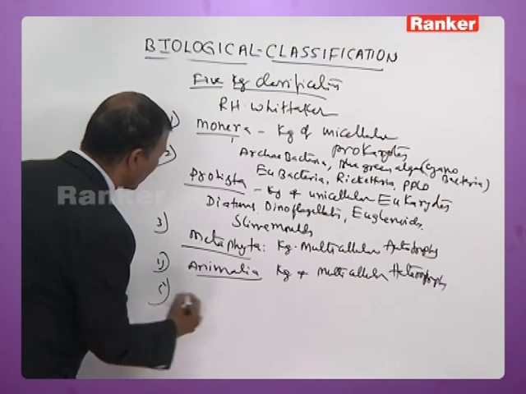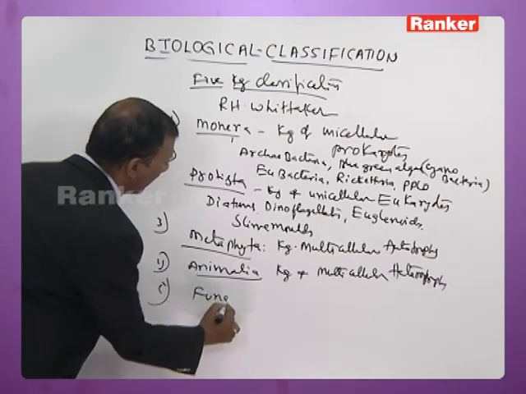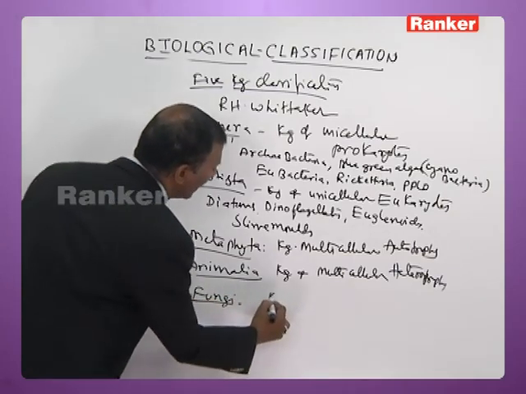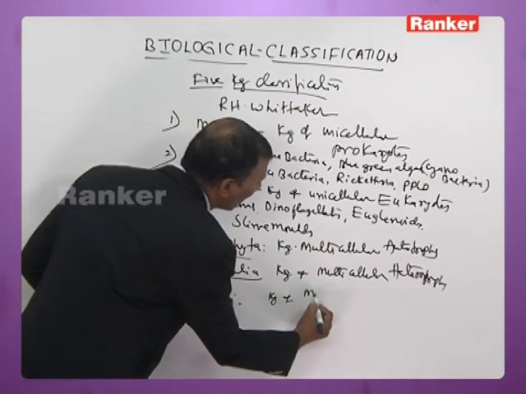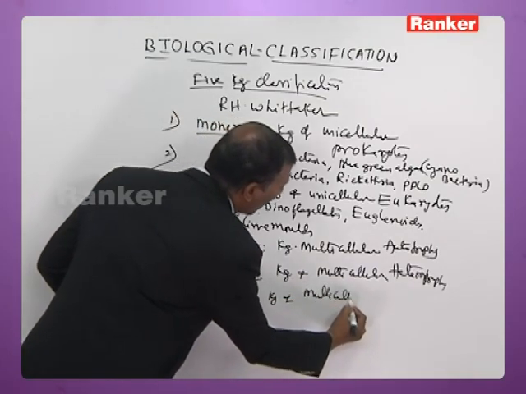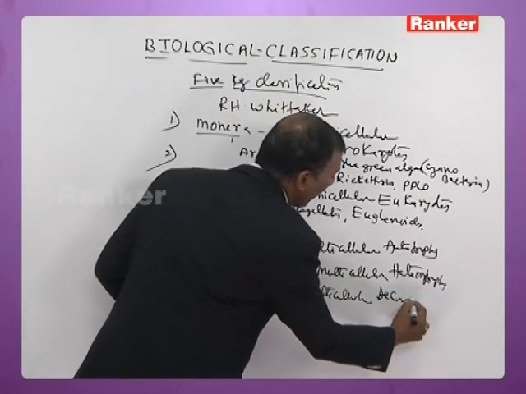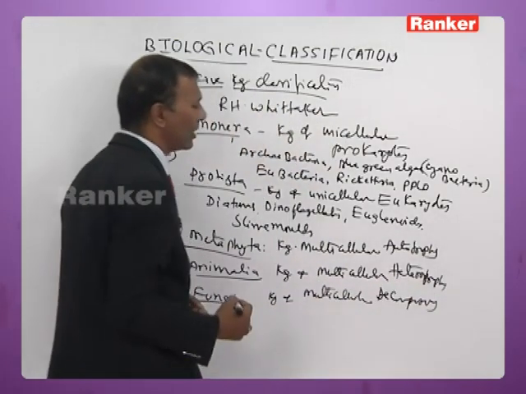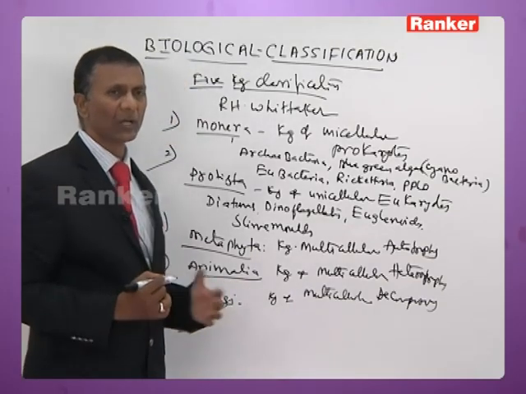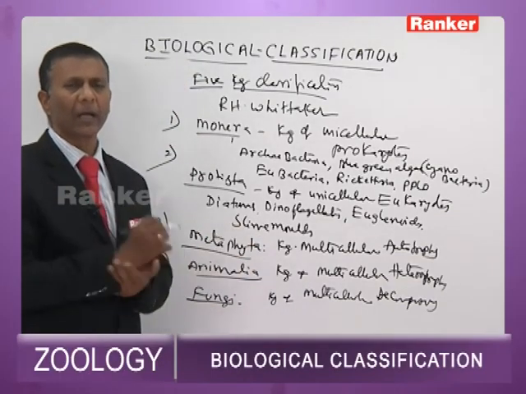Then you have fungi. Fungi is the kingdom of multicellular decomposers. Multicellular decomposers. So these are all the 5 kingdoms created by R.H. Whittaker.